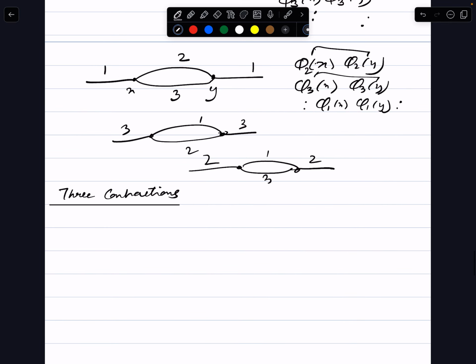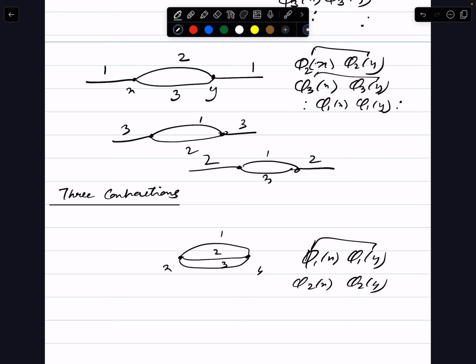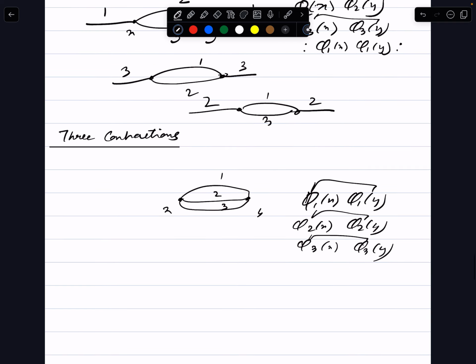Okay, and now three contractions, which is what Abbas was asking. All of them are contracted. So I have x and y, and I will just draw three lines, 1, 2, 3, and this corresponds to phi 1x, phi 1y contracted, phi 2x, phi 2y contracted, phi 3x, phi 3y contracted. Now we are seeing something simple and intuitive, a way to represent this interacting evolution operator in terms of these simple diagrams.